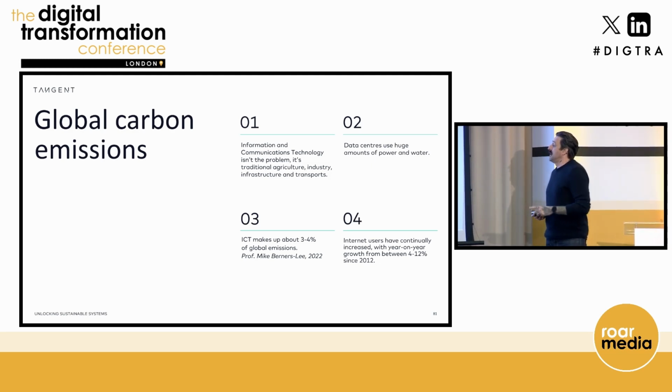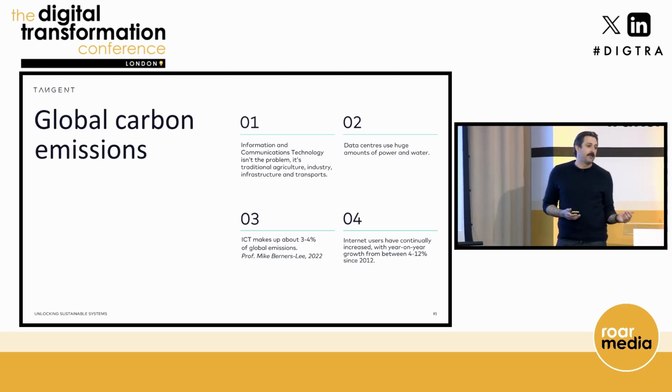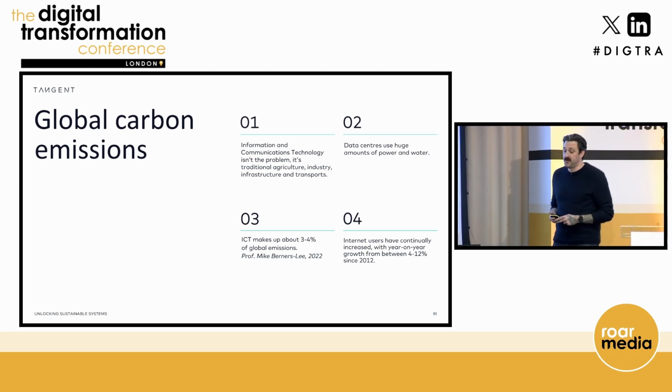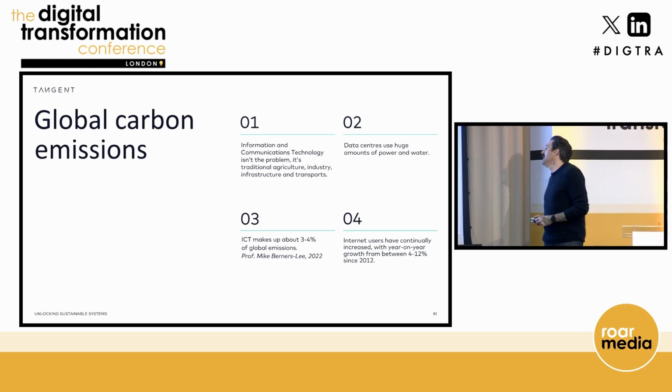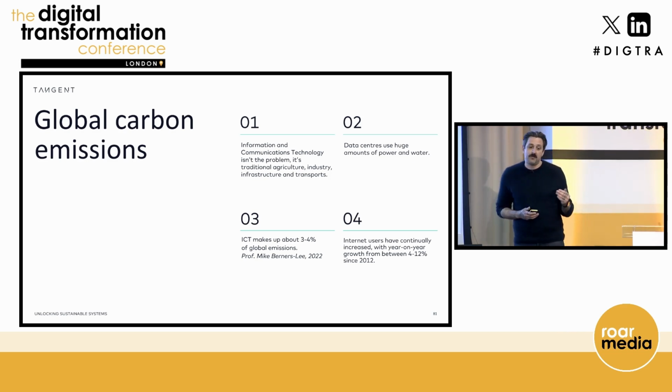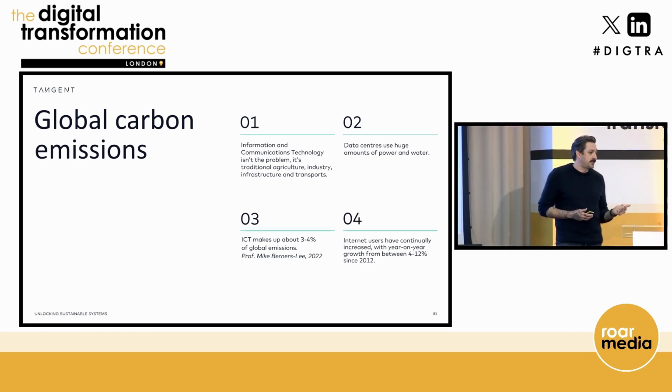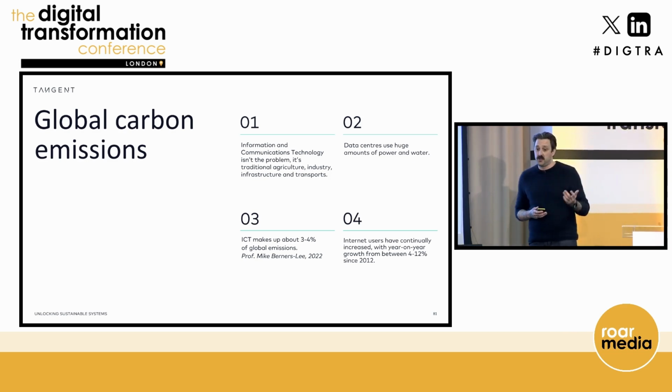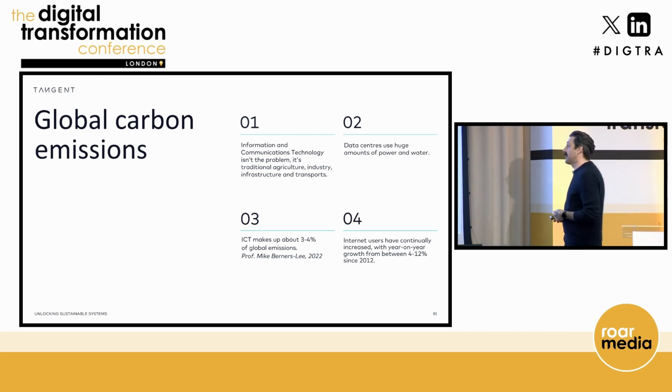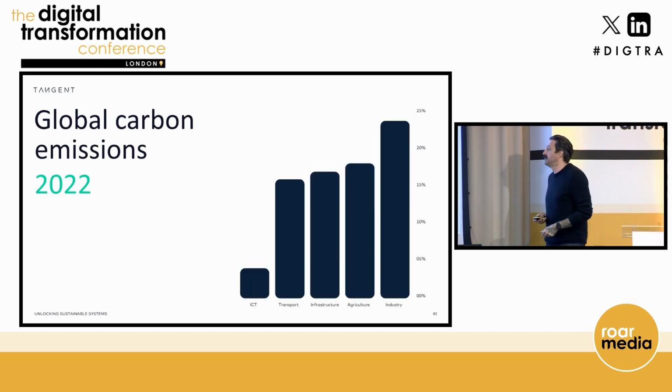He estimates that ICT makes up between 3 and 4% of global emissions in 2022. It's also worth noting, we've talked a lot about this today already, that internet usage and the use of technology is on the rise. Since 2012, we've seen a steady increase in internet usage of between 4 and 12% every year, and that's not expected to slow down anytime soon.